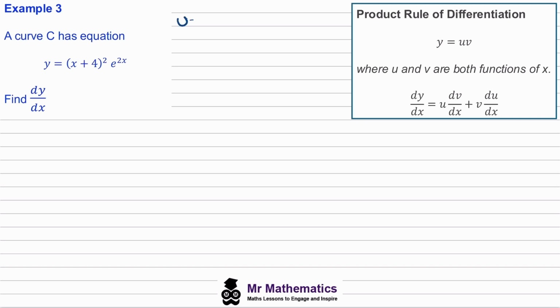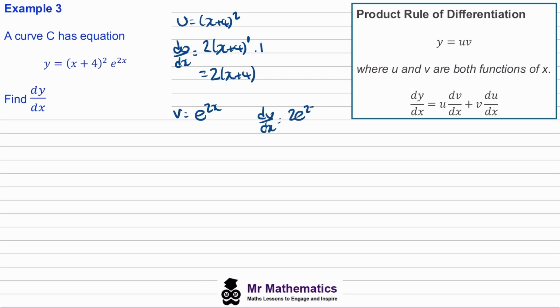If we let u equal (x plus 4) squared, then du by dx, using the chain rule, we'll bring this down. We'll get 2 lots of (x plus 4) to a power of 1, multiplied by the derivative of this inner function. We multiply it by 1, so we just get 2 lots of x plus 4. And v will be e to the 2x, so dv by dx will be 2e to the 2x.